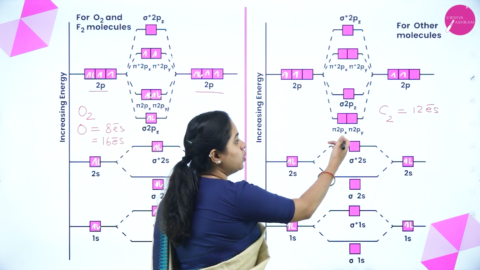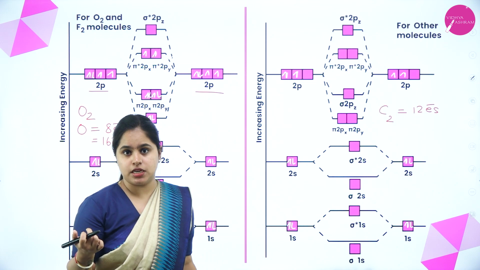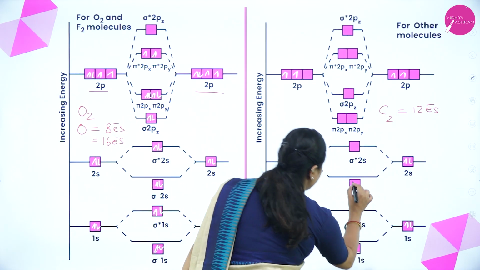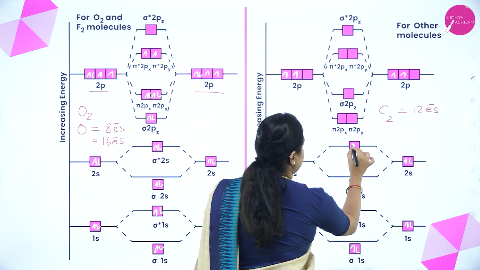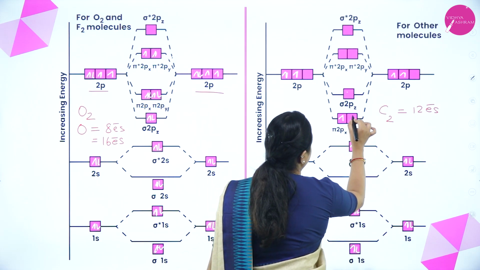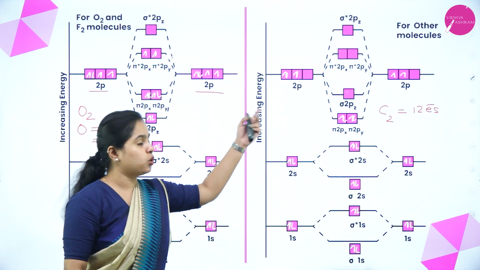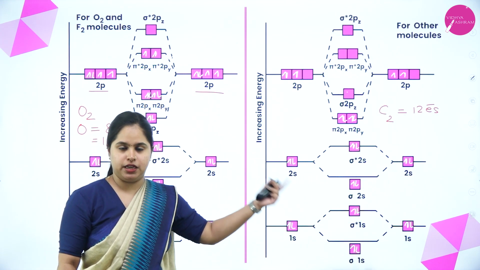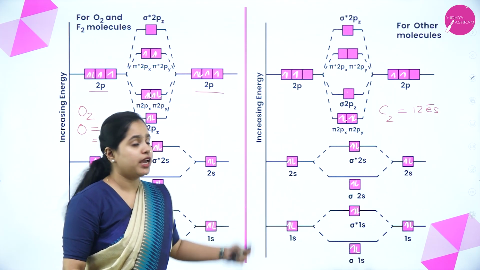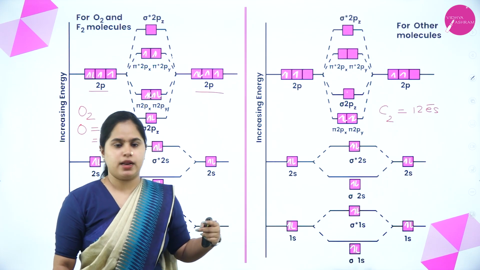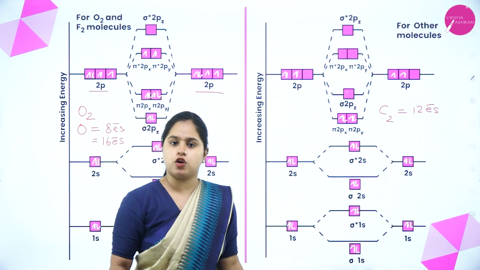Now a total of 12 electrons need to be filled. So 1, 2, 3, 4, 5, 6, 7, 8, 9, 10, 11, 12. Now a total of 12 electrons have been filled. From this, what you can understand is that the C2 molecule is diamagnetic, not paramagnetic. There are no unpaired electrons in this case.